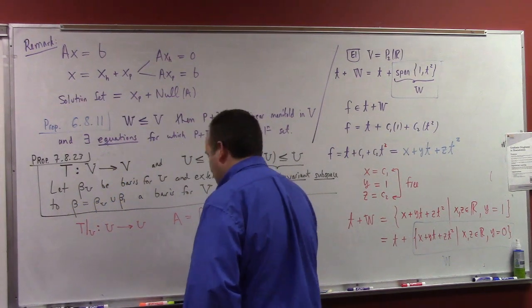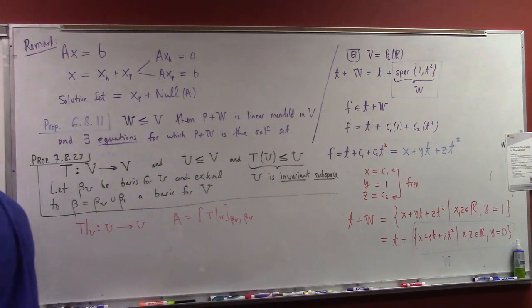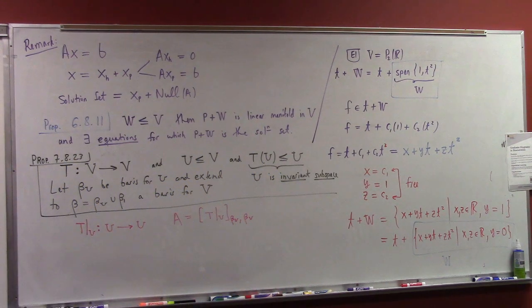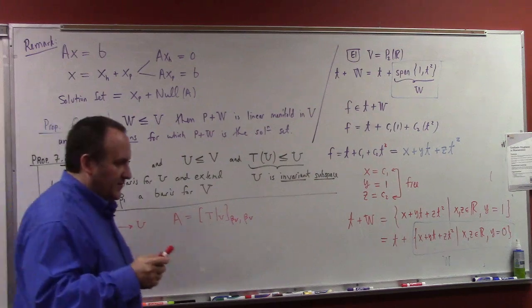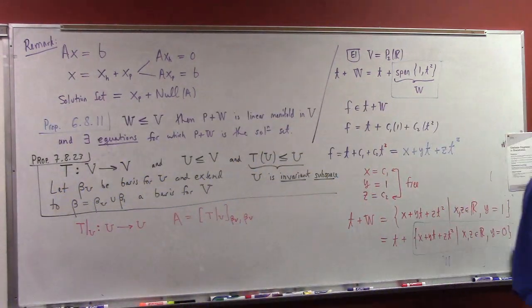What a horrible notation, but there it is. Okay? I should start putting the weak markers on the other board so I stop using them.